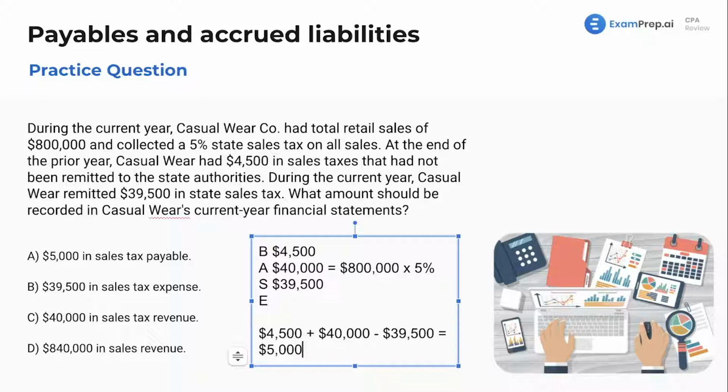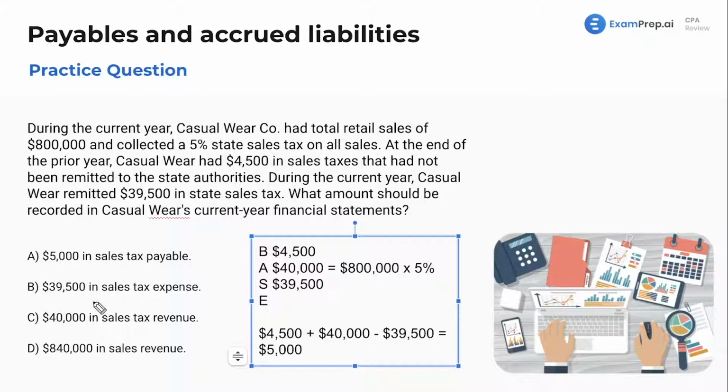Now let's look at the answers, because obviously there's only one 5,000 answer, but payable, expense, revenue, sales tax revenue, sales revenue. What is this? Well, this is not revenue. This is essentially you are holding money owed to the government for them. Like you're doing their job for them. And let's not get started on that. But as a company, you never are going to recognize this 5% of the 800,000 as revenue. This belongs to the government. So it's not going to be revenue.